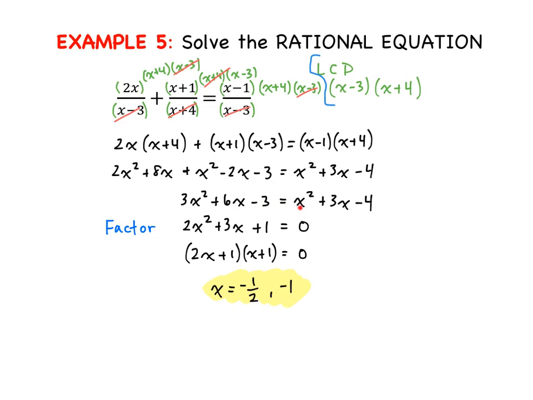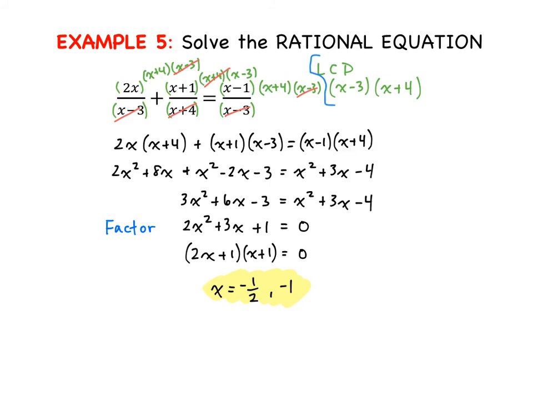So I notice I have a quadratic. I set everything equal to 0, and my first goal is to factor this, which I can factor: (2x + 1)(x + 1). If you needed to go through the product-sum splitting the middle method, by all means do so. Now that we've factored it, we can set each of those equal to 0, and we get 2 answers: x equals -1/2 and x equals -1.